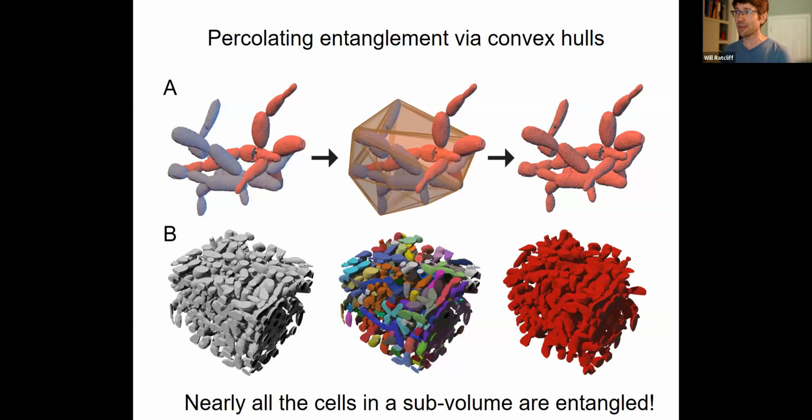So to see if our snowflake yeast really were entangled and if they were entangled enough to explain this, we borrowed a method out of polymer physics where we basically fit a convex hull.